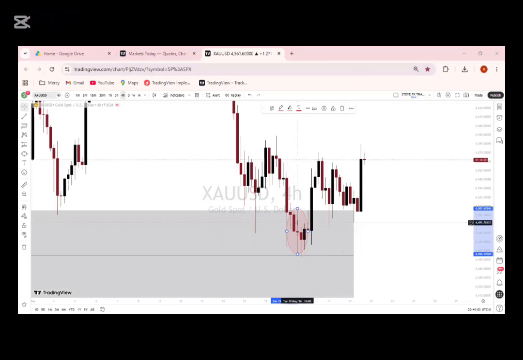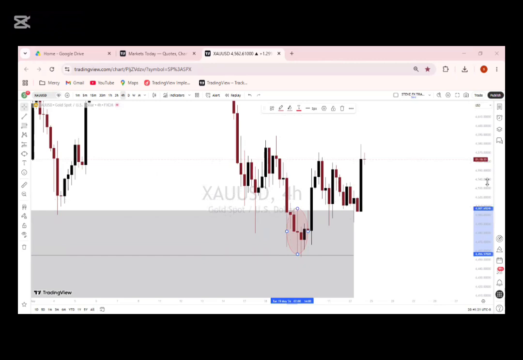Now, price action is very, very important, and you need to pay very good attention to it. So we have this reversal candlestick indication, and we had this impulse move from that particular point.